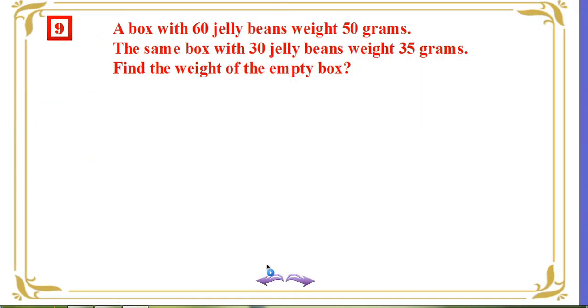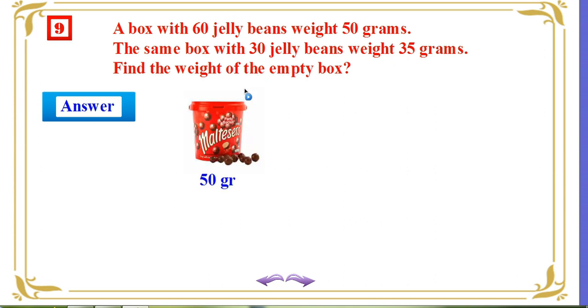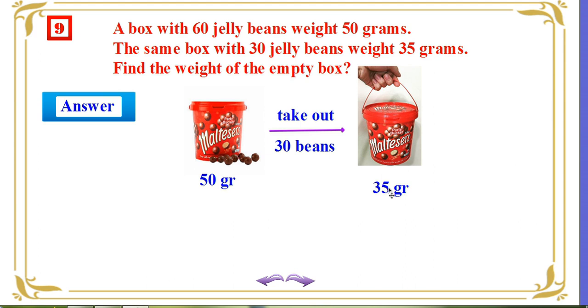A box with 60 jelly beans weighs 50 grams. The same box with 30 jelly beans weighs 35 grams. Find the weight of the empty box. We now look at the summary drawing of the topic. The box with beans weighs 50 grams. After taking out 30 beans, it weighs only 35 grams.